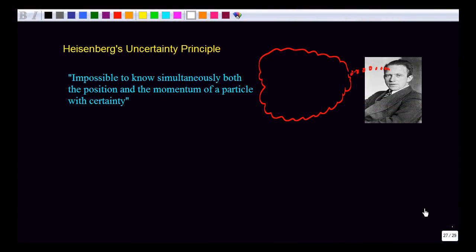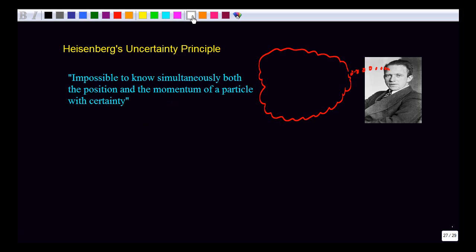Hi there. So the next topic we're going to move on to is Heisenberg's uncertainty principle. And here we have Heisenberg, Werner Heisenberg on the right, and here we have a statement of the Heisenberg uncertainty principle. So it's impossible to know simultaneously both the position and the momentum of a particle with certainty.